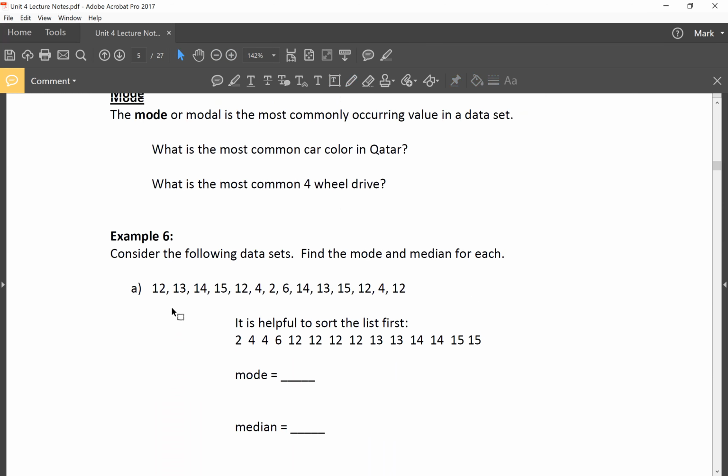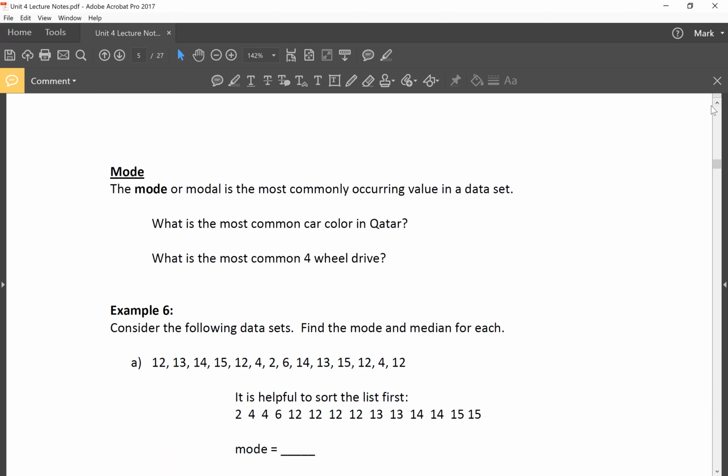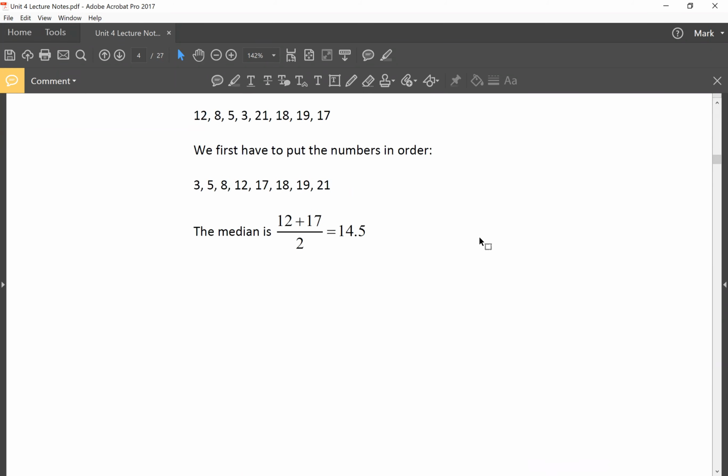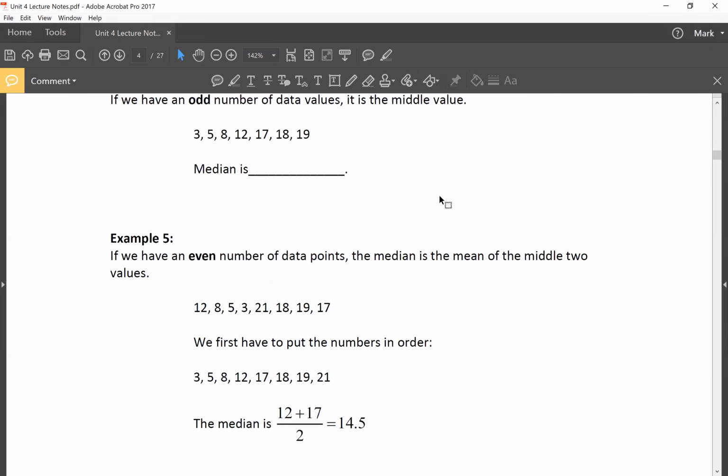Why is this scrolling so slow? I'm having computer problems today. It's just scrolling really slow.